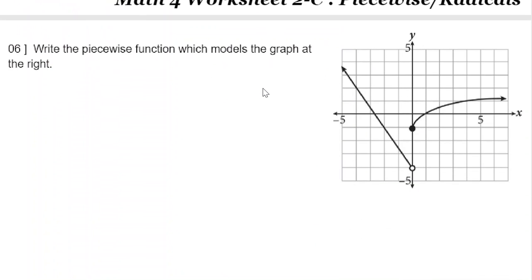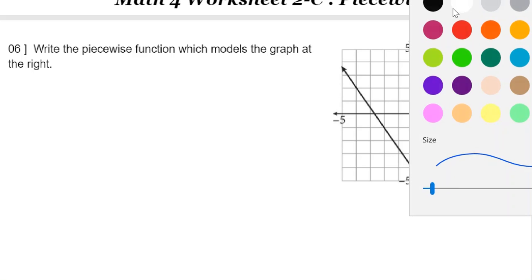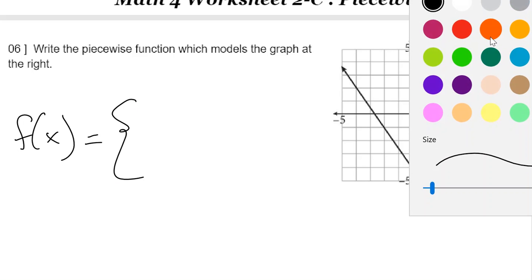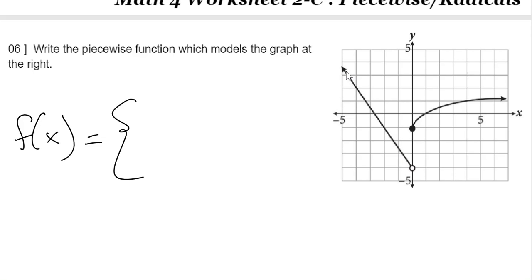All right, write a piecewise function which models this graph. Let's see now, we'll start with our usual function language. I see two pieces of it, so we are expecting two colors. This guy is going up from here, and he crosses here, and he crosses here. Now here, I'm going rise of 1, 2, 3, and a run of -2.